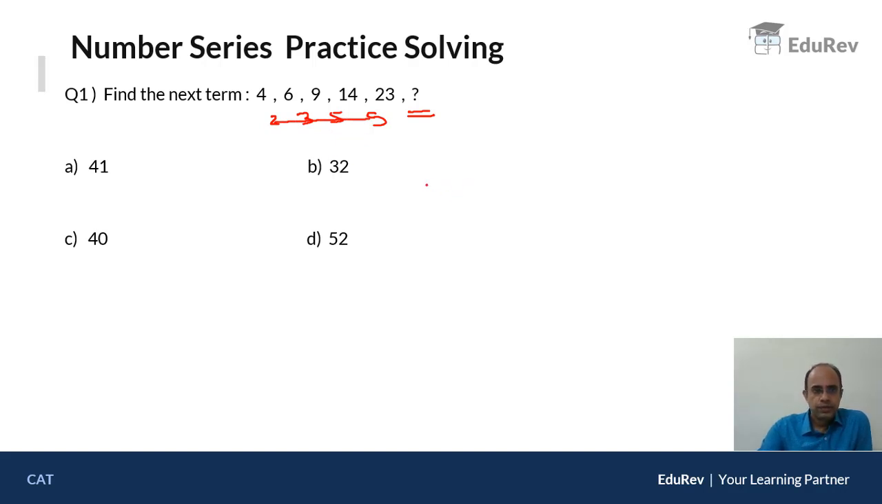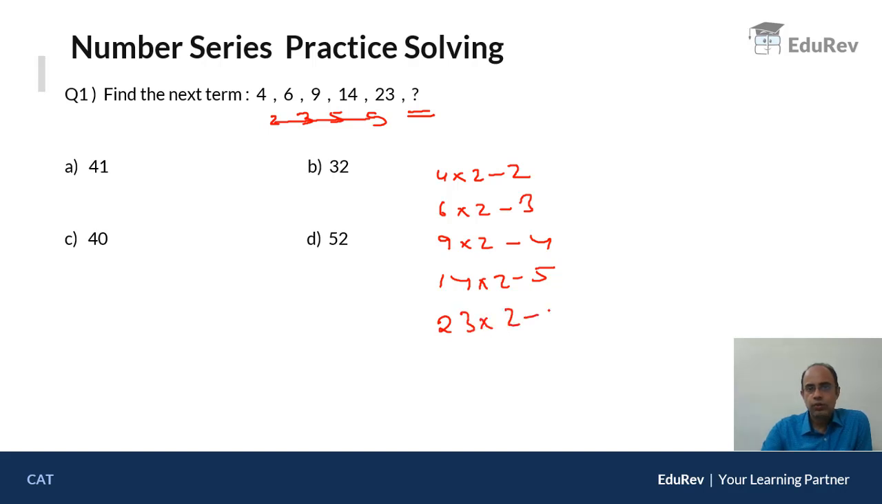Fine. Now let us see what else can we think. Now 4 into 2 minus 2. 6 into 2 minus 3. 9 into 2 minus 4. We are getting a pattern. 14 into 2 minus 5. Therefore, next term should be 23 into 2 minus 6. 23 twos are 46. 46 minus 6 is 40, which is option C.